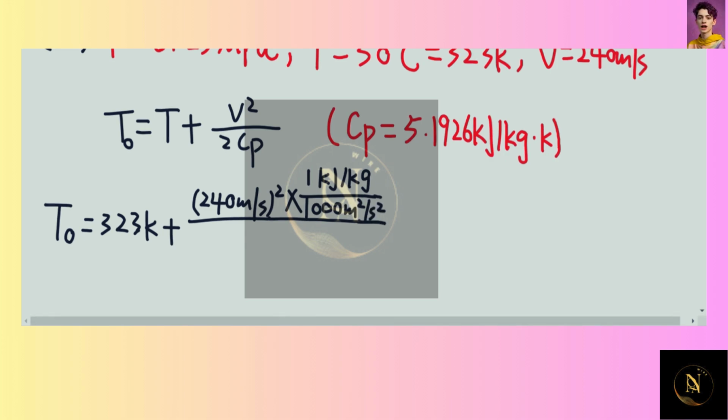Okay? And then divide by 2 times 5.1926 kilojoule per kilogram times Kelvin. And this will give us the stagnation temperature, which is about 329 Kelvin.